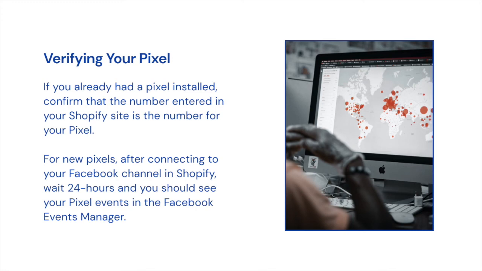There's more step-by-step instructions on verifying your pixel in the supplementary materials guide. So make sure to check that out. But give your Shopify channel about 24 hours. So if you're getting regular sales, which you should be at this point if you're into this course, it's automatically going to start populating all that information.